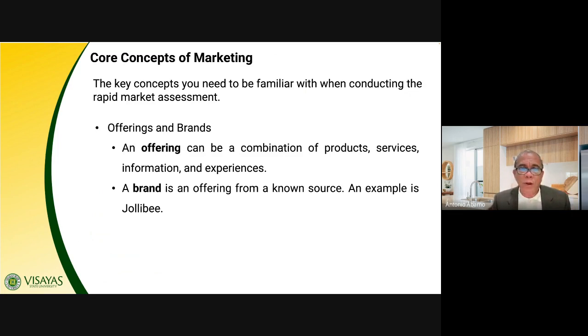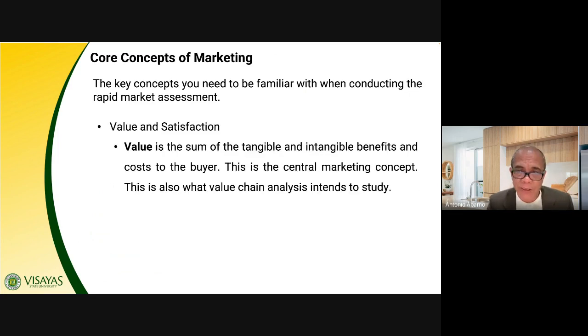Okay, so another is value and satisfaction. These are key concepts in marketing. Value, meaning to say, is the sum of tangible and intangible benefits and the cost to the buyer. Tangible and intangible. Maybe you paid for that, and maybe there are benefits that you didn't actually pay for, but you enjoyed it anyway. This is the central marketing concept.